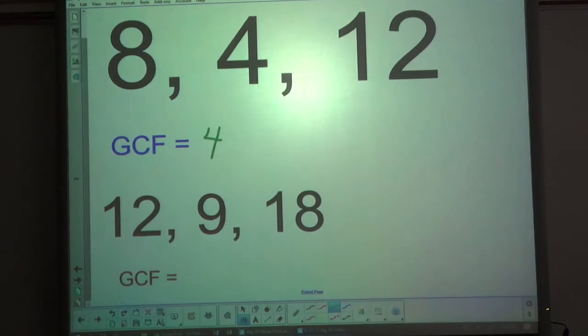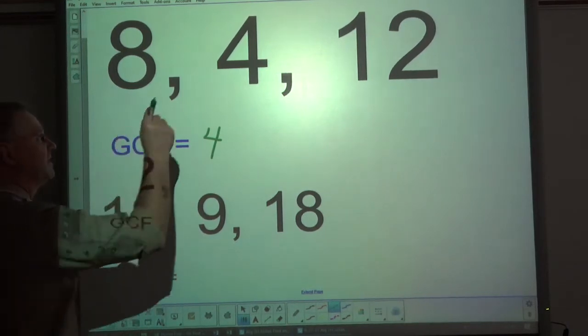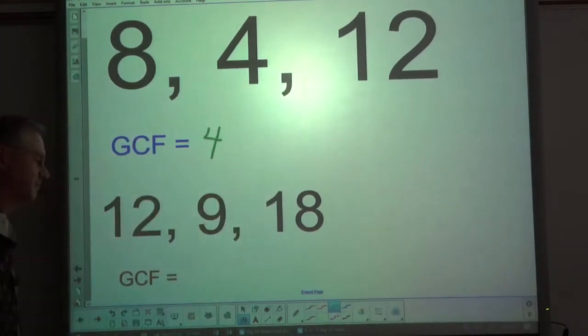Now, a lot of people will say, oh, can't 8 go in, or 24? Well, if you tried to fit 24 inside 4, 8, or 12, it would just explode. So we can't do that. It has to fit inside these numbers, not the other way around.